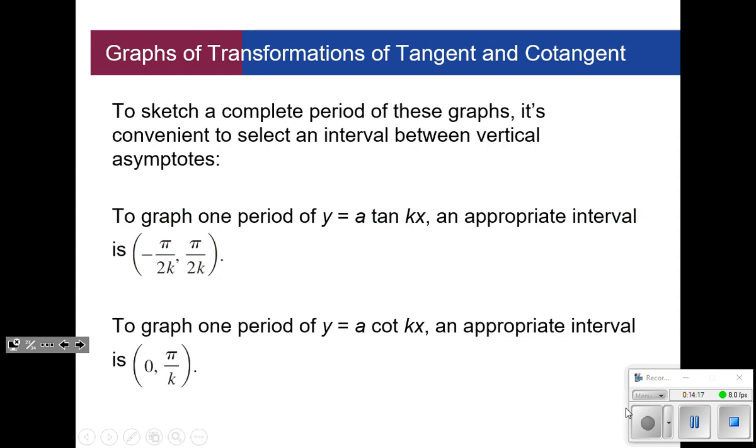They were talking about, again, tangent starts at negative pi over 2 and then goes to pi over 2. So if you've got k involved, you've got to make those adjustments. And cotangent goes from 0 to pi. So again, if you have k involved, you've got to make those adjustments.